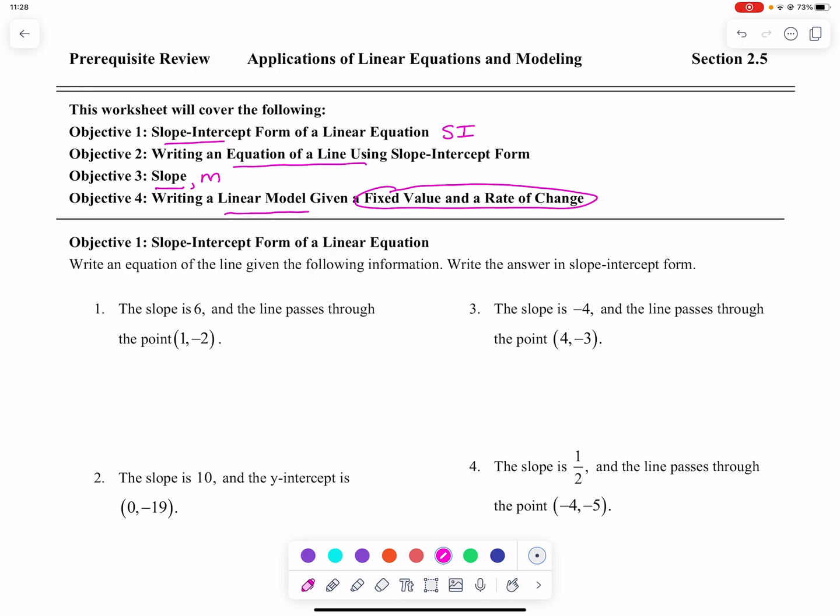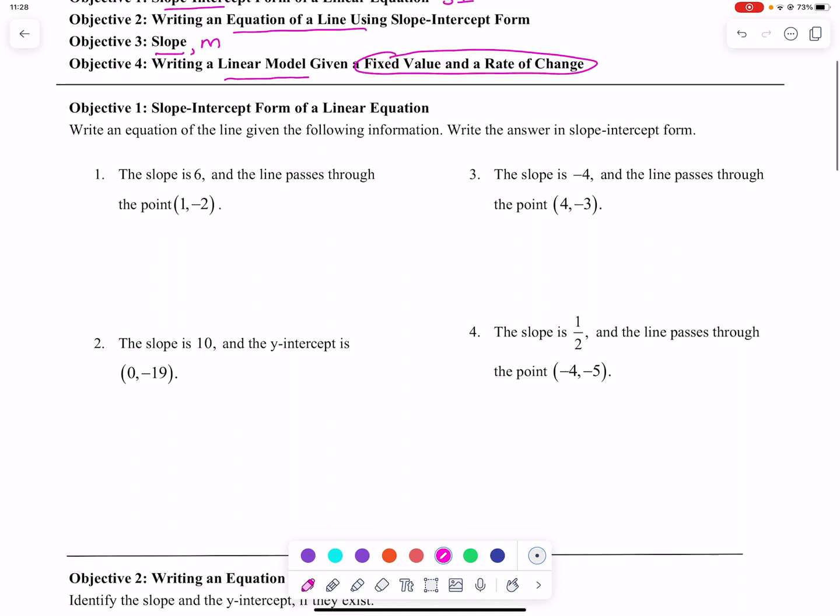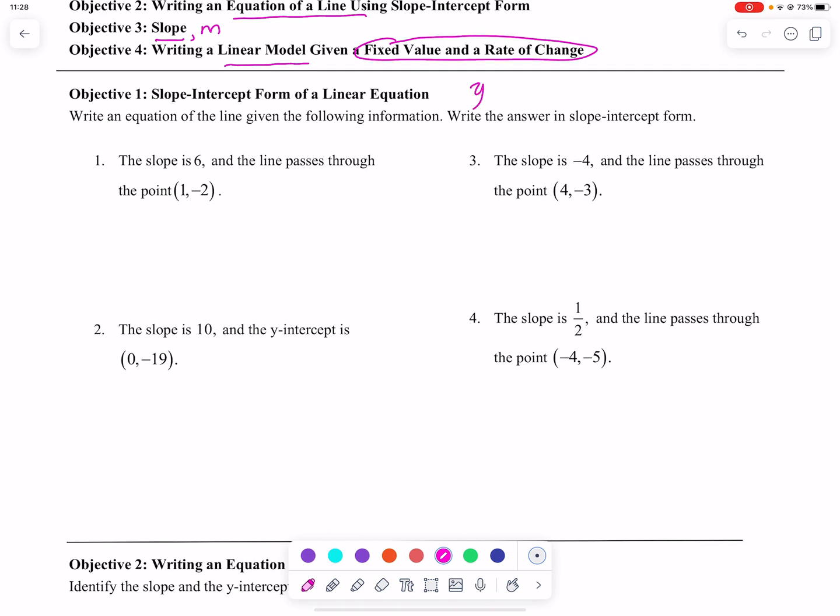So let's go ahead and begin with objective 1, slope-intercept form of a linear equation. The slope-intercept form is y equals mx plus b. In this form, we have m as the slope and b as the y-intercept. Okay, so let's go ahead and look at number 1. The slope is 6, and we have a point of (1, -2).